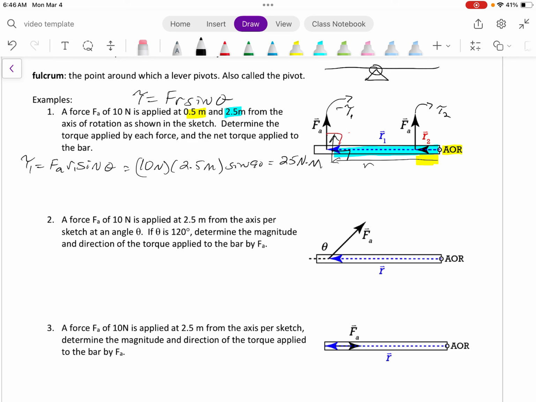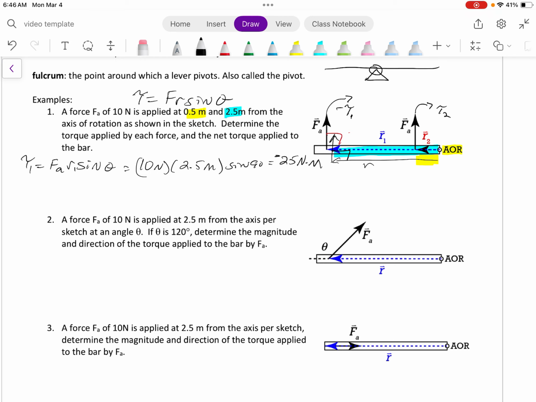All right, that's a negative, by the way. The sine of 90 will not tell you that it's negative. You have to know that it's negative on your own. It's negative because it causes the bar to rotate in a clockwise direction. That's standard direction notation.